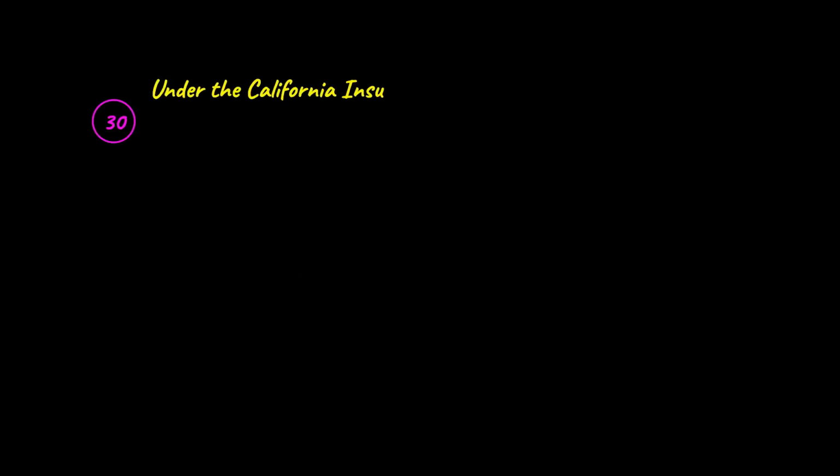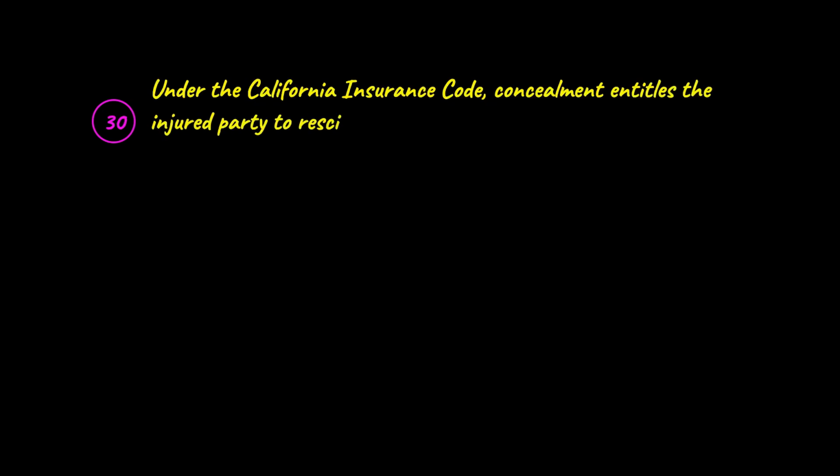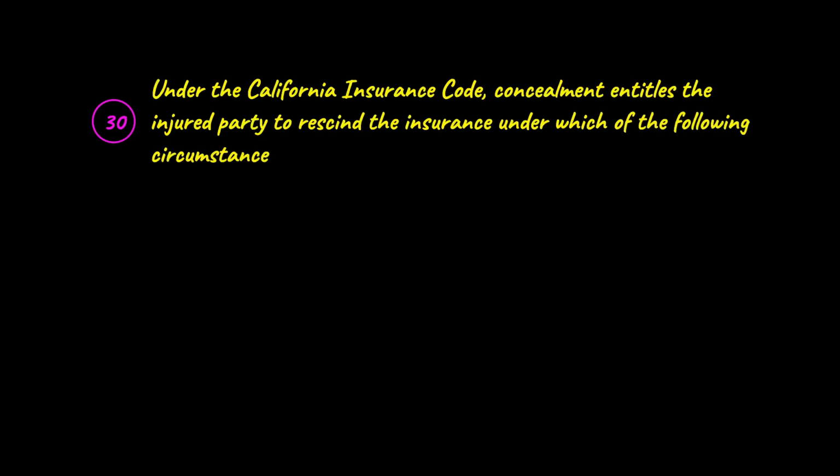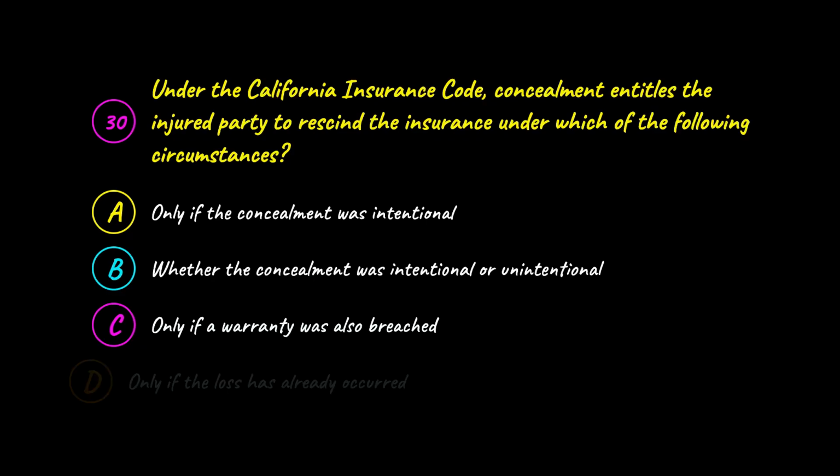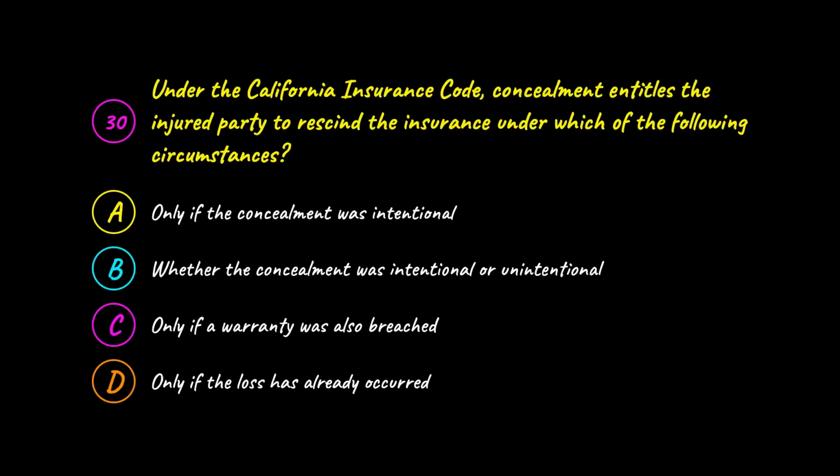Question 30. Under the California Insurance Code, concealment entitles the injured party to rescind the insurance under which of the following circumstances? Your options are A. Only if the concealment was intentional. B. Whether the concealment was intentional or unintentional. C. Only if a warranty was also breached. D. Only if the loss has already occurred. Which would you go with? Lock it in before the reveal.